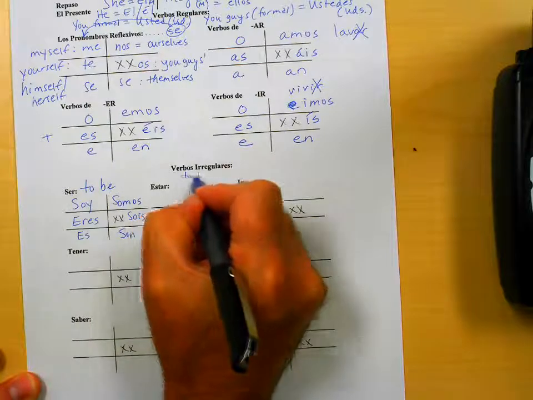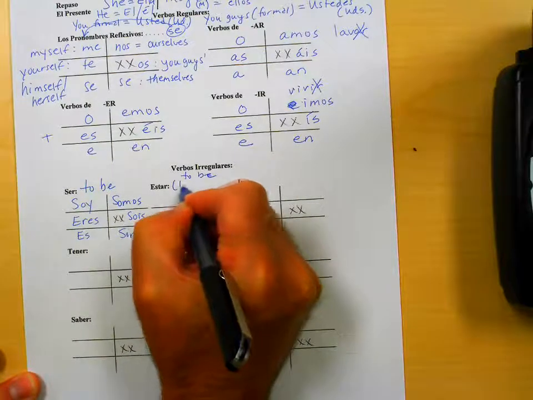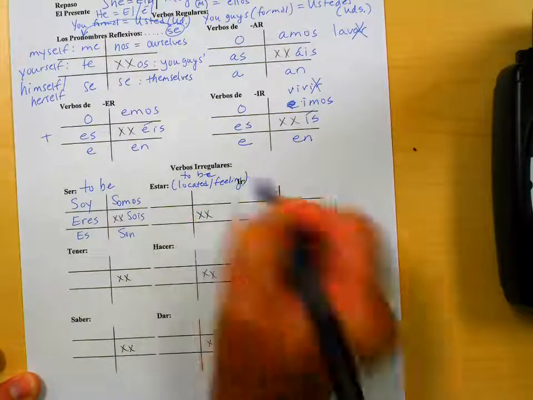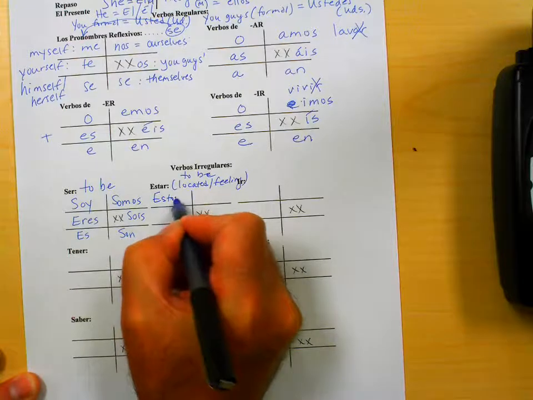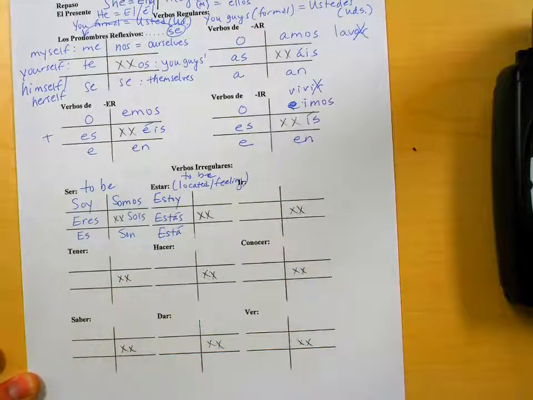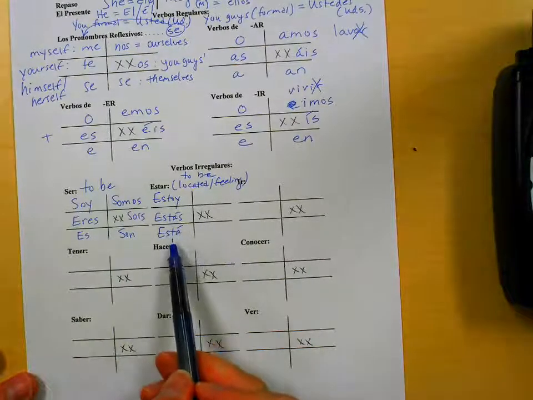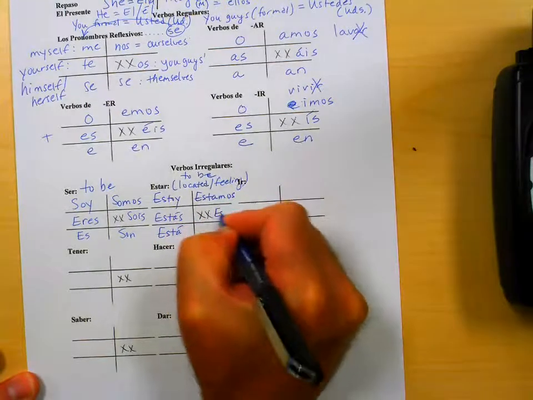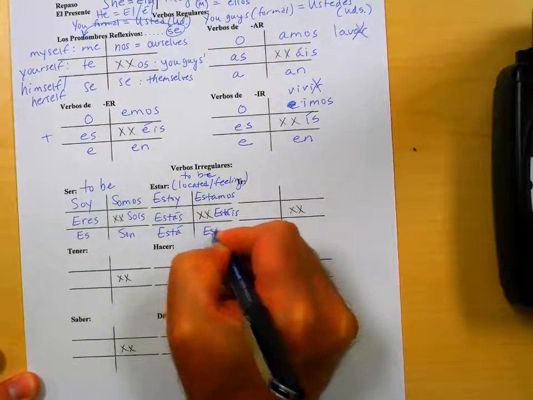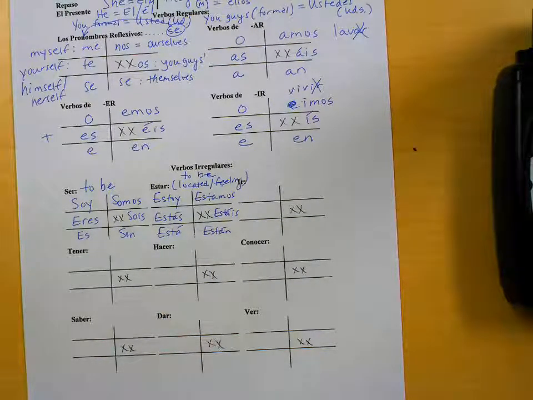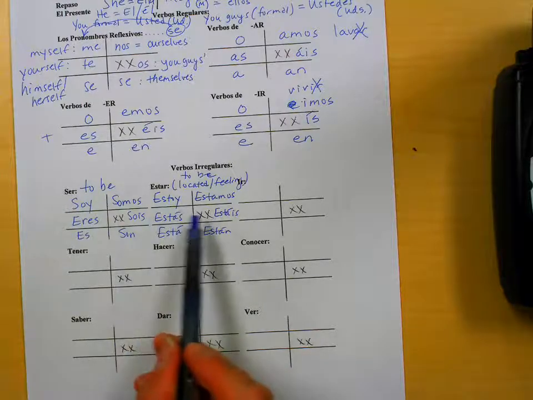Estar means to be, as in located or feeling a certain way. And the forms are estoy, estás, está. And don't forget those accent marks on those A's, in estás and está. Estamos, estáis, están. And don't forget the accent marks on all the second and third person forms above the A's. First person, singular and plural, do not have accent marks.